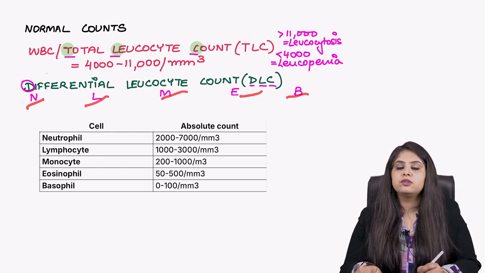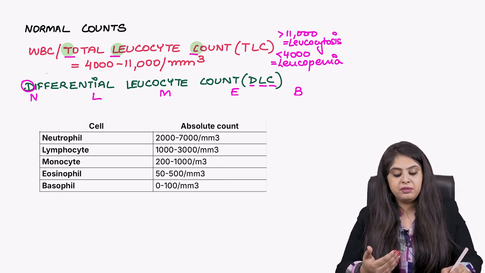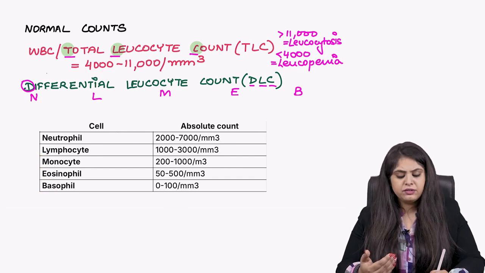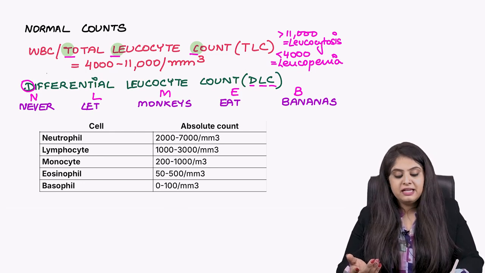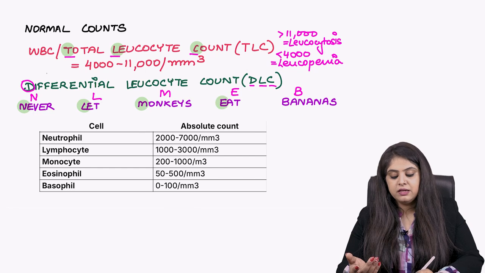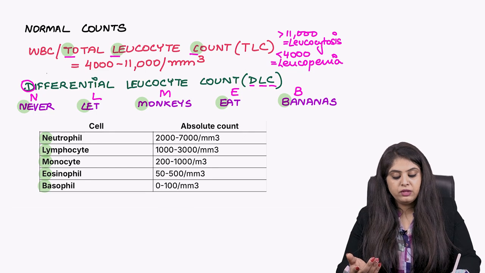present in what proportion. We always learn it as NLMEB. In every lab report also it is written as NLMEB: neutrophil, lymphocyte, monocyte, eosinophil, basophil. For the second year students, there's a very interesting mnemonic by which you can learn it, and that is never let monkeys eat bananas, which will always tell you that NLMEB is going to be from the maximum quantity to the minimum quantity that is present in the blood.